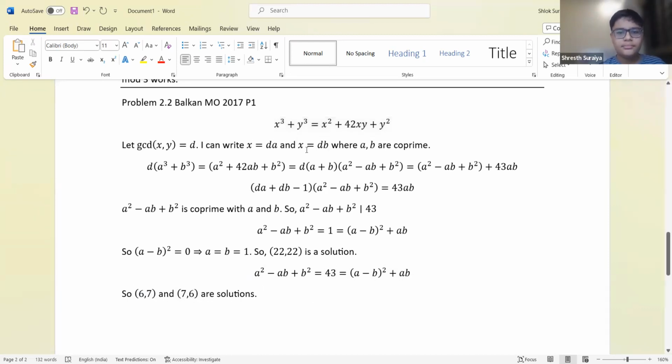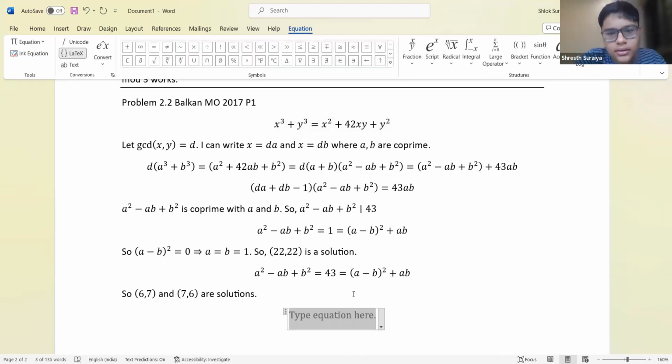You just substitute this to get d, and I think you get 1 only. And if you check 6, 7, then it will not satisfy. So if you substitute it here, what you get is 6 squared minus 6 into 7 plus 7 squared, which equals 43. So 43 times d times a plus b, which is 13. So 13d minus 1 equals 43ab.